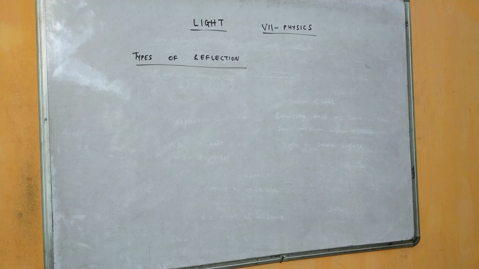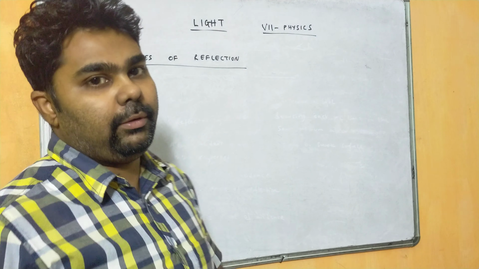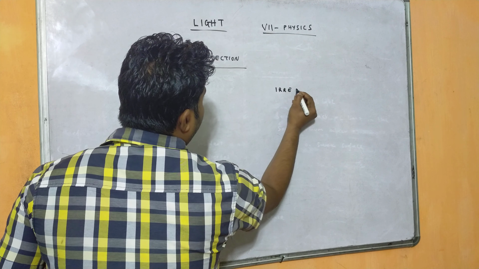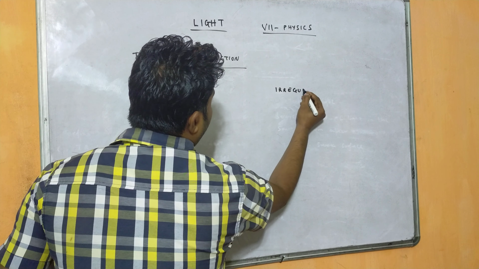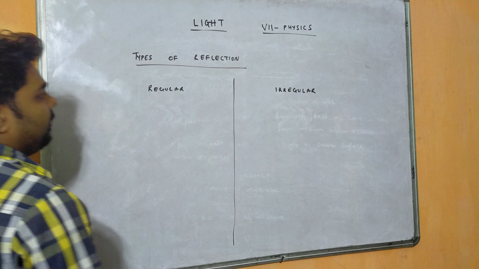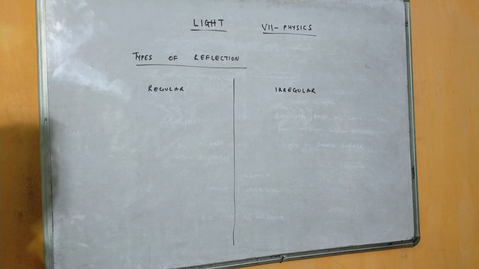Next we have types of reflection. There are two types of reflection of light: one is called regular reflection and one is called irregular reflection. Let's see what the difference is between regular and irregular. On the left hand side, let us take regular reflection, and on the right hand side, irregular. So let us differentiate between regular and irregular.